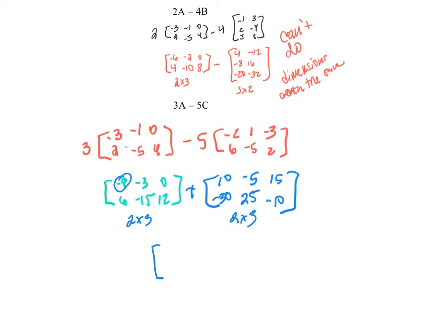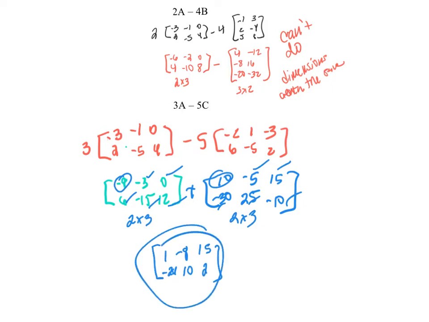So I have negative 9 and 10. Negative 9 plus 10 is going to be 1. Negative 3 and negative 5 gives me negative 8. 0 and 15 is going to give me 15. 6 and negative 30 is going to give me negative 24. Negative 15, positive 25 is going to give me 10. And then 12 and negative 10 is going to give me positive 2.